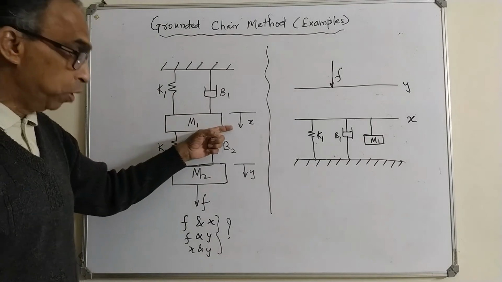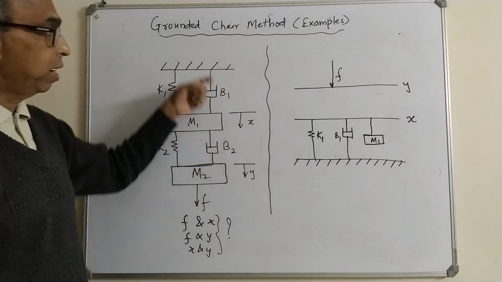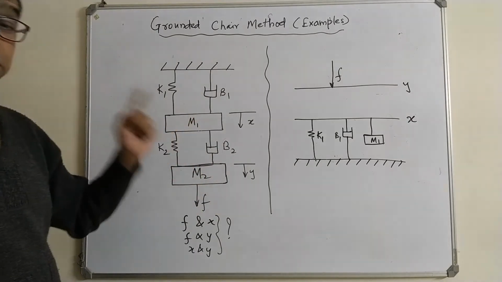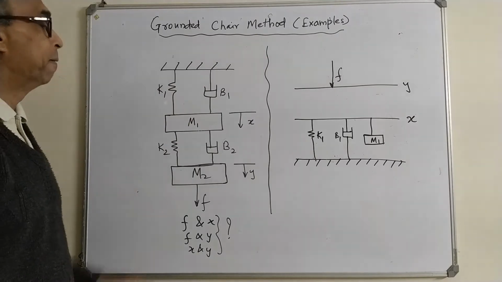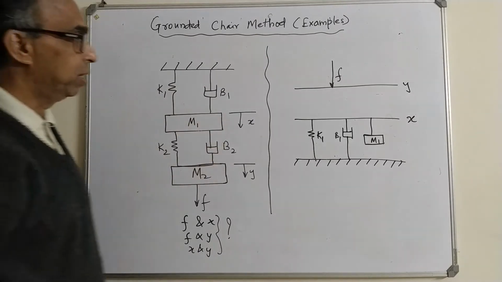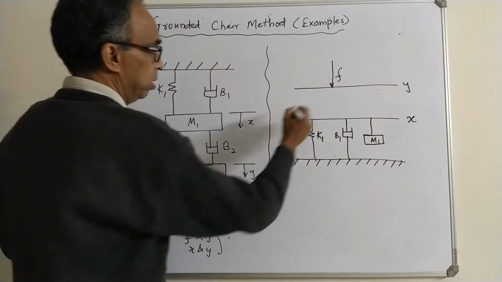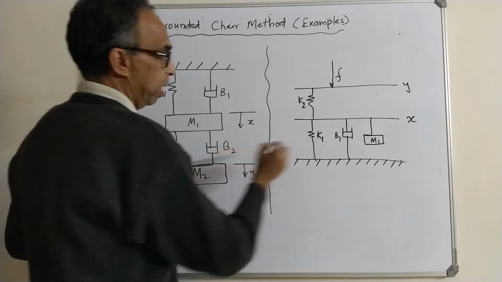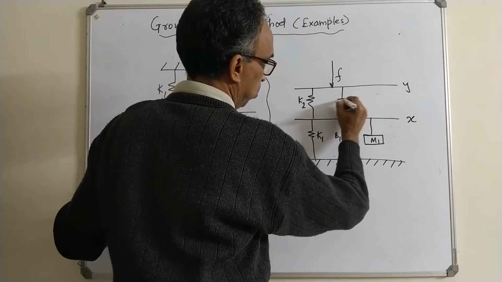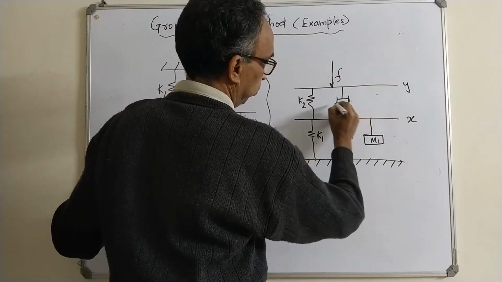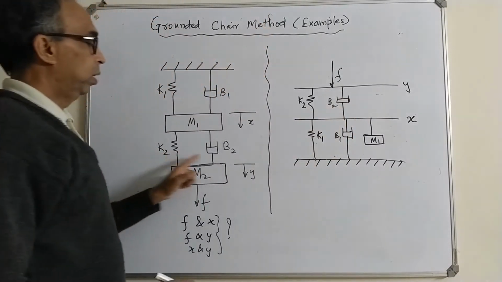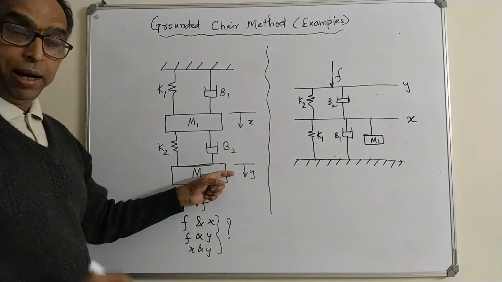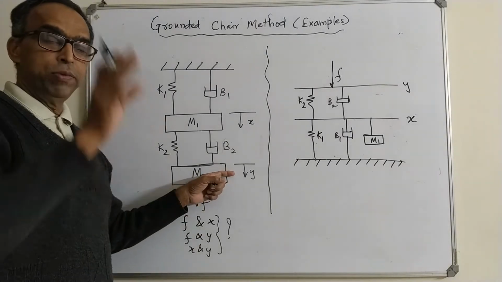Don't treat this as between X and Y. This is between X and ground. Anyway, mass or inertia is always with respect to ground. Now, what are the components between X and Y? Spring K2 and damper B2. And apart from that, this M2 is between Y and ground, since inertia force is always with respect to ground.